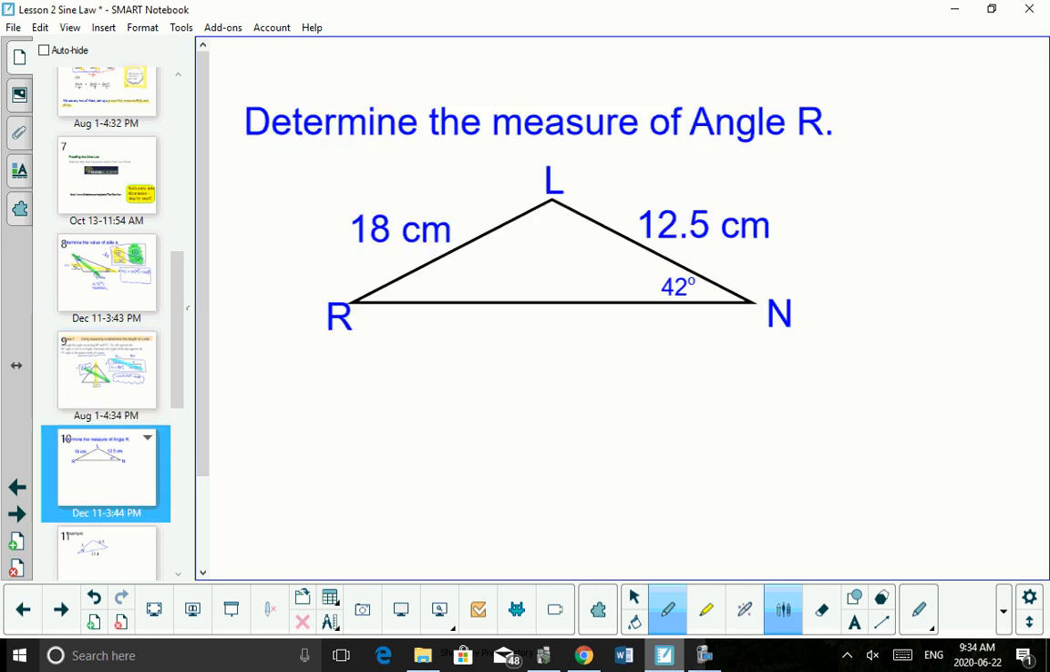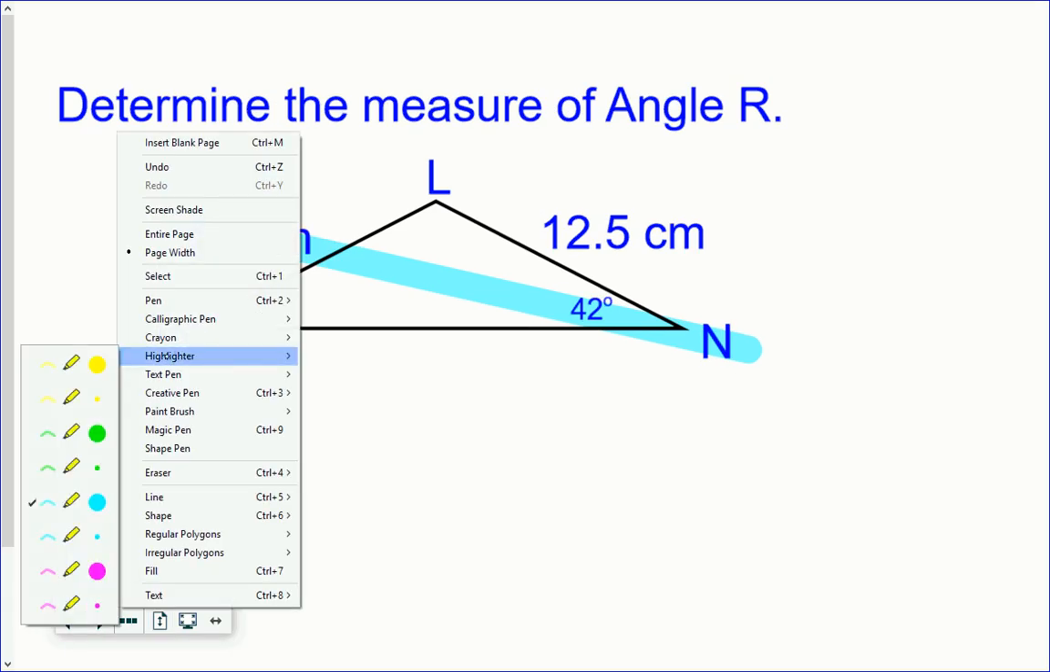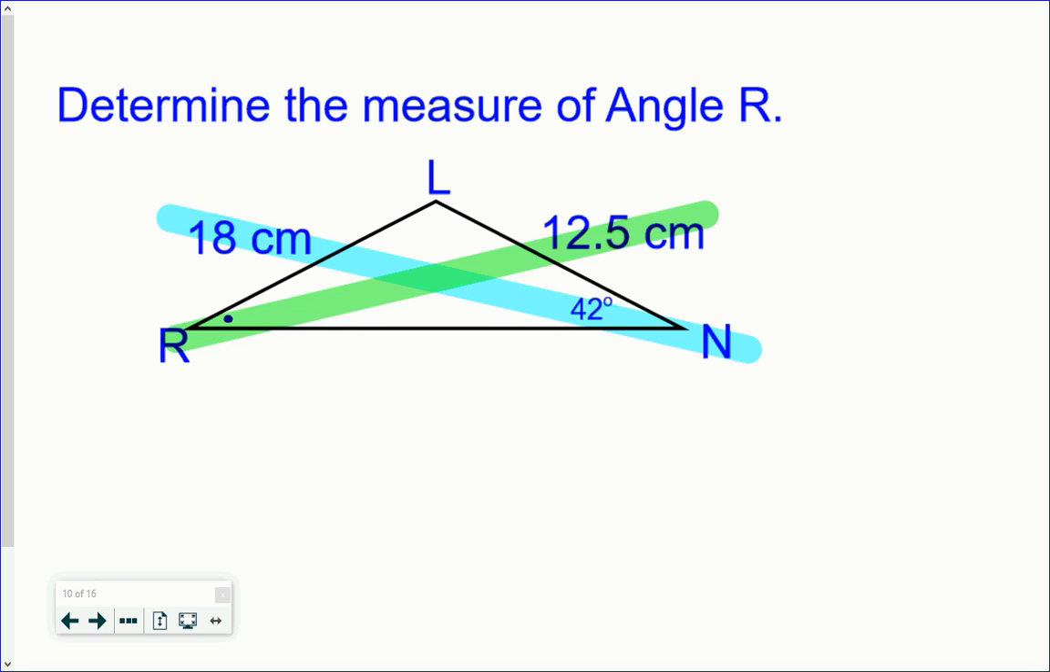Okay, let's try this one. Determine the measure of angle R. Okay, so I'm looking for the measure of this one right here. So full match, half match. So here is a full match right here. Here is a half match right here. Okay, so you've got the side but not the angle. The other one you've got the side and the angle. So your full match is side length over angle. So full match. Your half match, side length over angle.